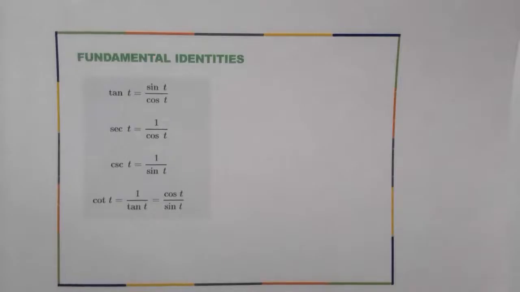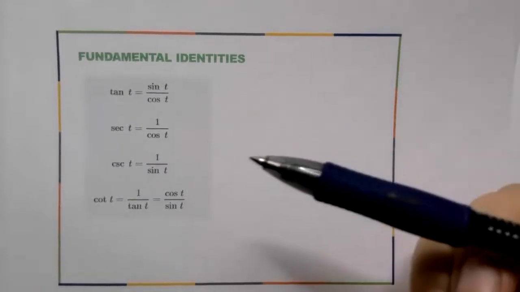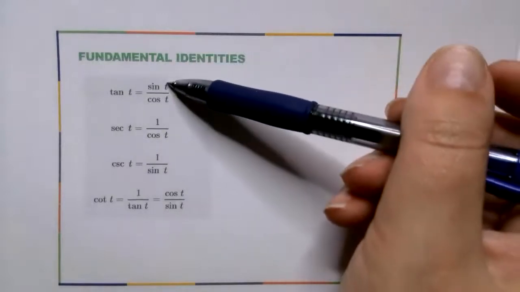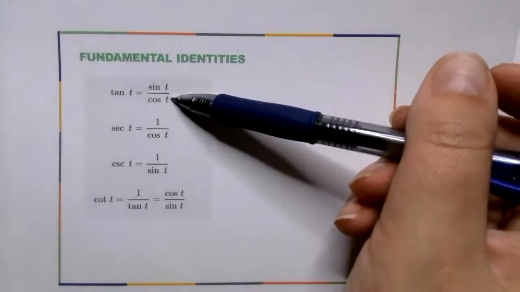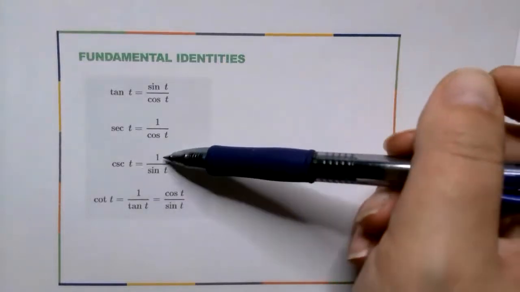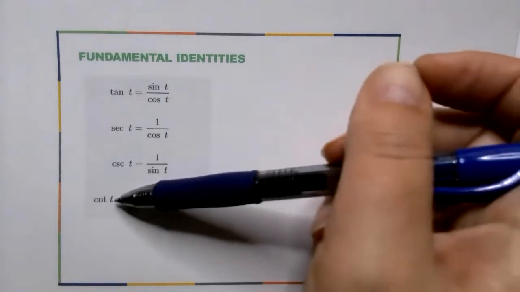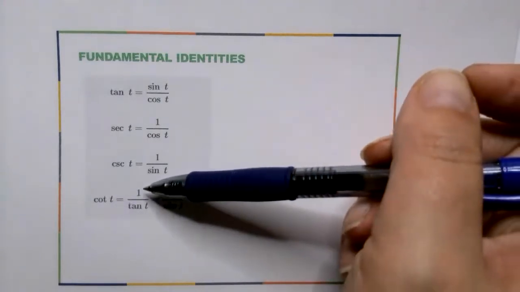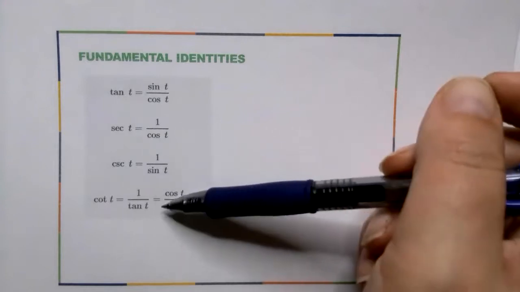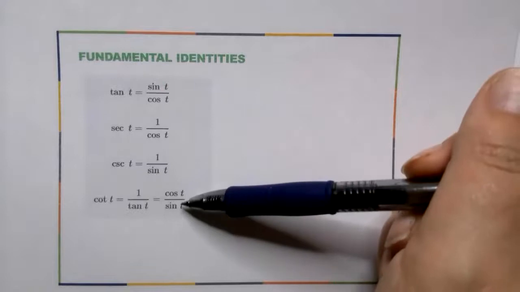In this video, we're going to practice fundamental identities. And those are as follows. Again, you need to remember those. The tangent t is sine divided by cosine. The secant is 1 over cosine. The cosecant is 1 over sine. And cotangent is 1 divided by tangent, or cosine over sine. So it's inverted tangent, basically.